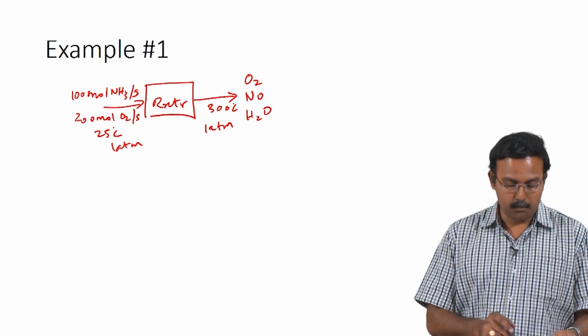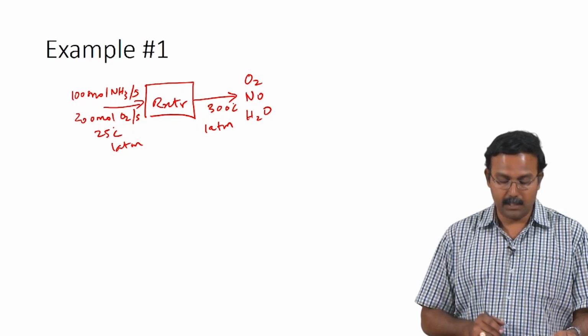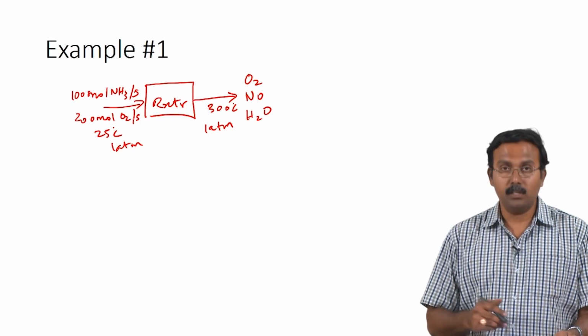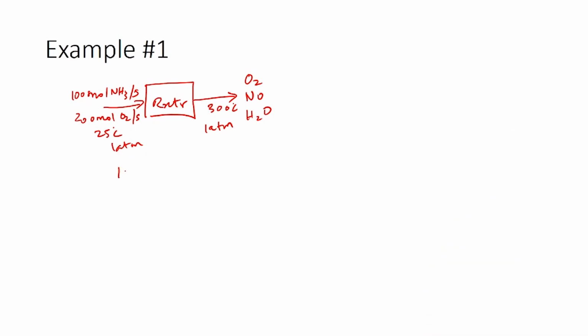So, we have 100 moles of ammonia and 200 moles of oxygen entering. We have been told that ammonia is reacting fully. So, based on the stoichiometry, for 1 mole of ammonia consumed, you would have 1.25 moles of oxygen consumed. This implies for 100 moles of ammonia consumed, you would have 125 moles of oxygen consumed.